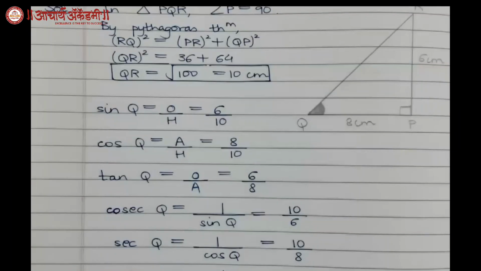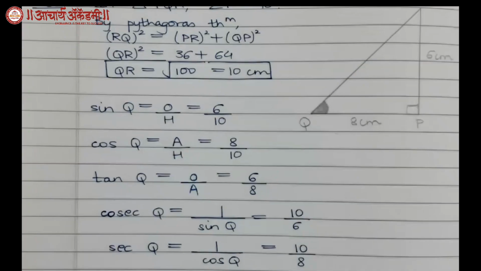Here we have found the value of side QR by using the Pythagoras theorem, that is 10 centimeter. In this triangle, the value of sin Q is opposite upon hypotenuse. The angle is Q. The opposite side to angle Q is side PR. The value of PR is 6 centimeter and the hypotenuse is 10 centimeter. So the value of sin Q is opposite upon hypotenuse, that is 6 upon 10.